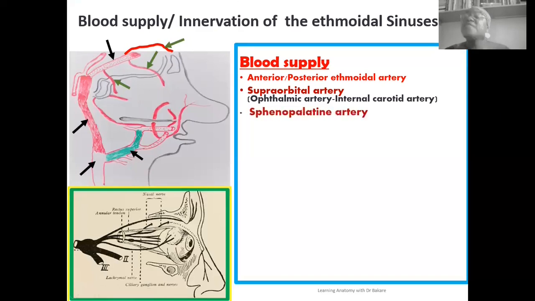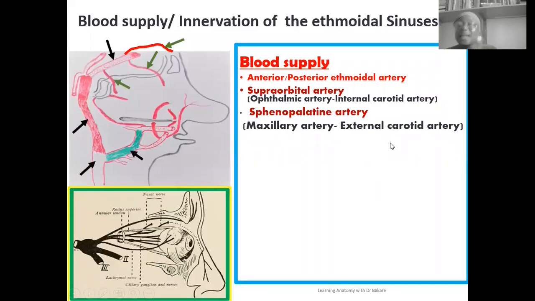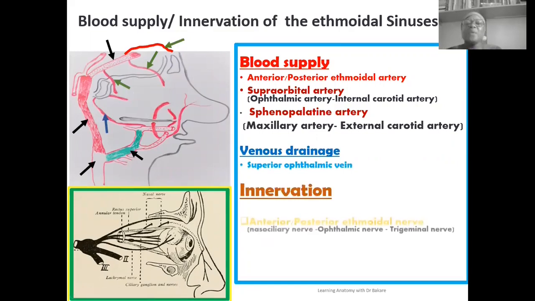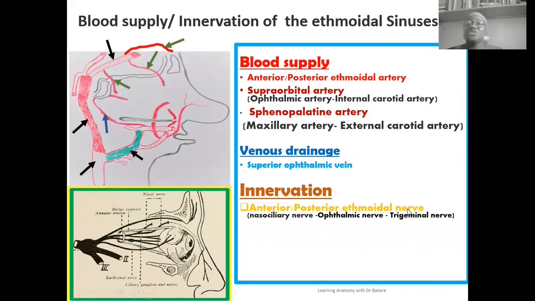They also receive branches from the sphenopalatine artery. The sphenopalatine artery is a branch of the maxillary artery, which of course branches from the external carotid artery. This is where we have the external carotid, and this is where we have the maxillary artery. The maxillary artery is then seen to give off the sphenopalatine artery, which of course will also give supply to the ethmoidal sinuses. Then the venous drainage is into the superior ophthalmic vein, where we have the innervation from the anterior and posterior ethmoidal nerve.